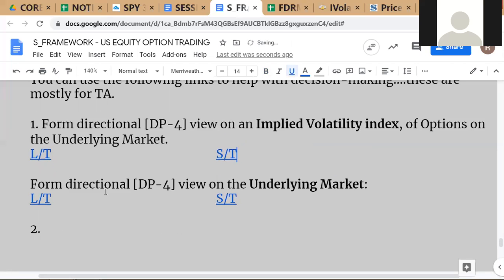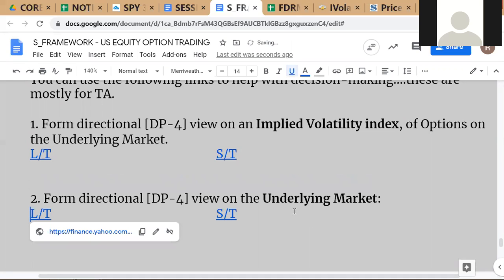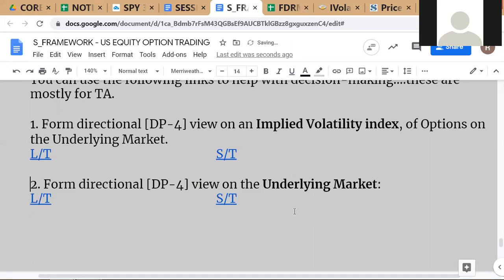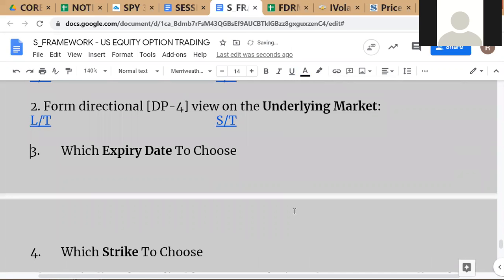First you form the view of the underlying, whatever the underlying market is that you're following. Take the implied vol index for that, and then form a view on the I-vol index, where it's going in the future. Then you form a view on the underlying asset price, which way is that going, and then you go to the expiry date and then the strike.